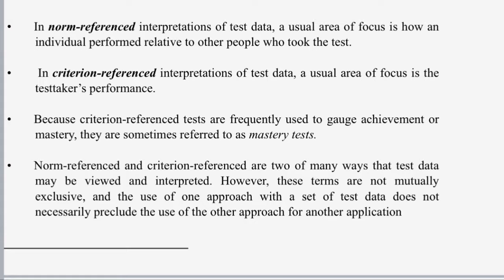Because criterion reference tests are frequently used to gauge achievement or mastery, they are sometimes referred to as mastery tests. Norm reference and criterion reference are two of many ways that test data may be viewed and interpreted. However, these terms are not mutually exclusive, and the use of one approach with a set of test data does not necessarily preclude the use of the other approach for other applications.